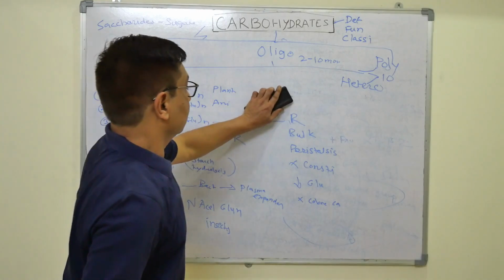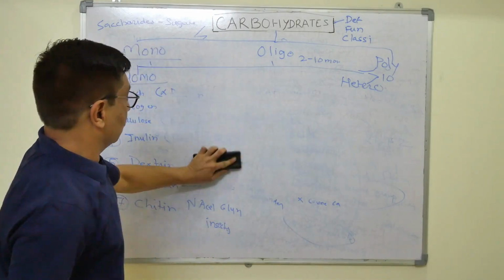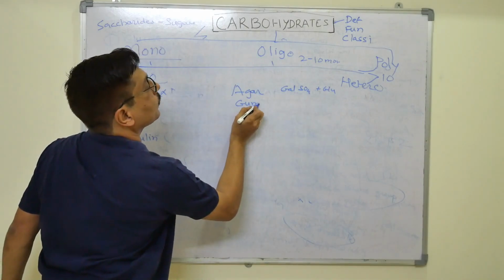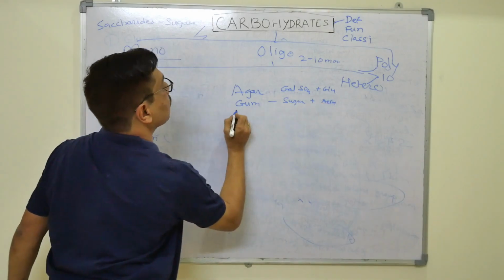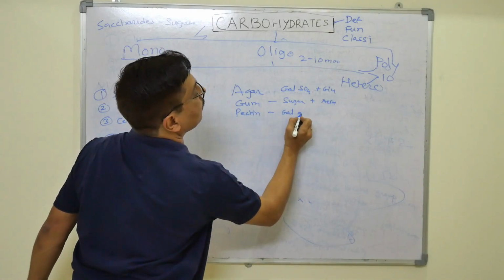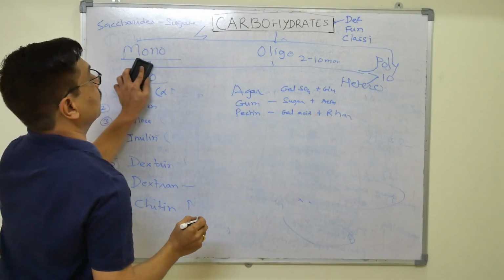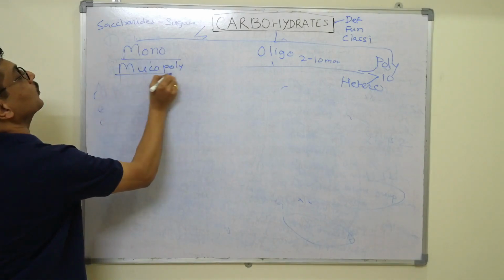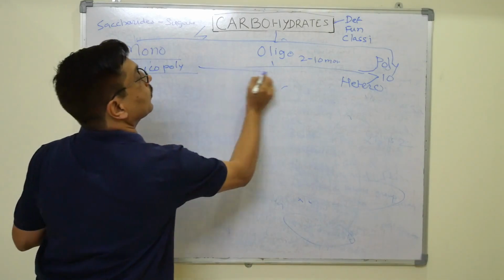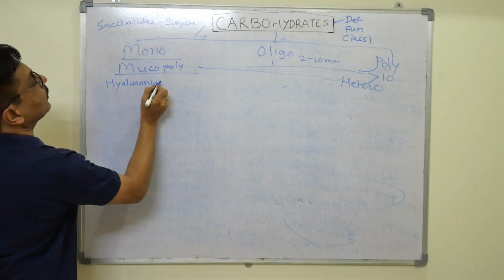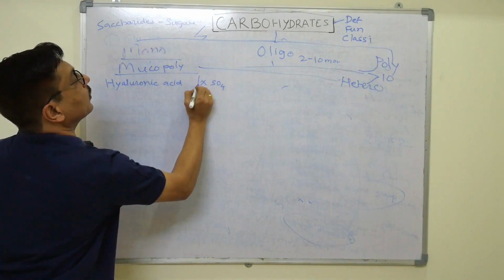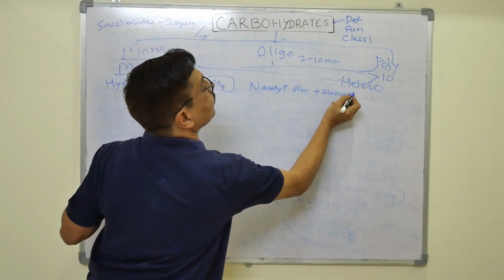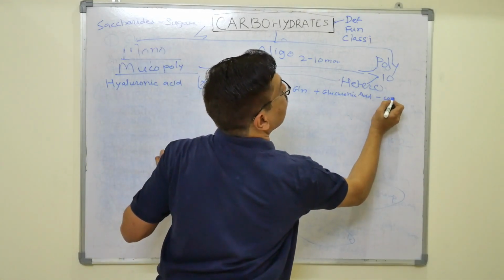Now coming to heteropolysaccharides, examples are agar, which is a polymer of sulfated galactose and glucose; gums, which are polymers of sugar and sugar acids; and pectin, which contains galacturonic acid and rhamnose. Mucopolysaccharides are heteropolysaccharides, also called glycosaminoglycans. Examples are hyaluronic acid, the only unsulfated mucopolysaccharide. It is formed by repetitive units of N-acetyl glucosamine and glucuronic acid. This is seen in embryogenic tissues and has a role in cell migration.